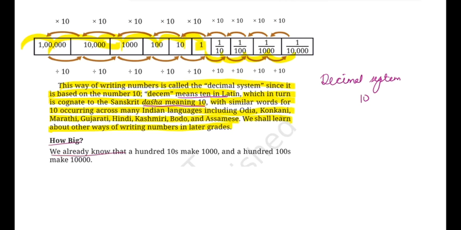Next is how big. We already know that 100 tens makes 1000. Let's see, 100 tens, right? That will make 1000. Yes, of course it is. And 100 hundreds. So let's multiply 100 with 100. That will make 10,000, right? So we already know that 100 tens makes 1000 and 100 hundred makes 10,000.